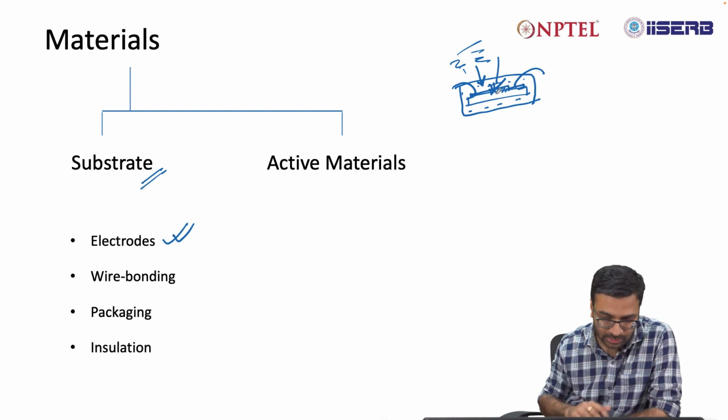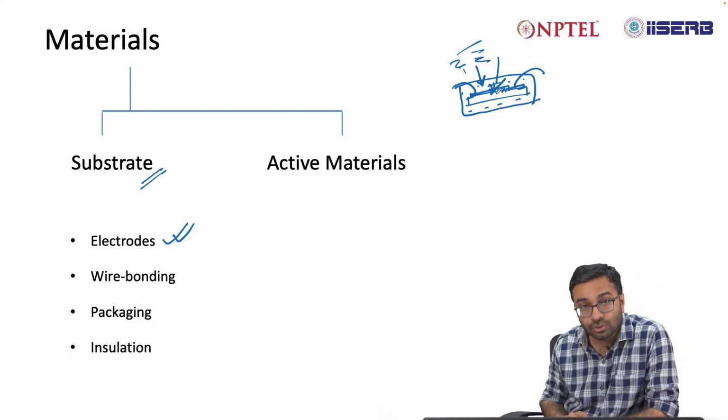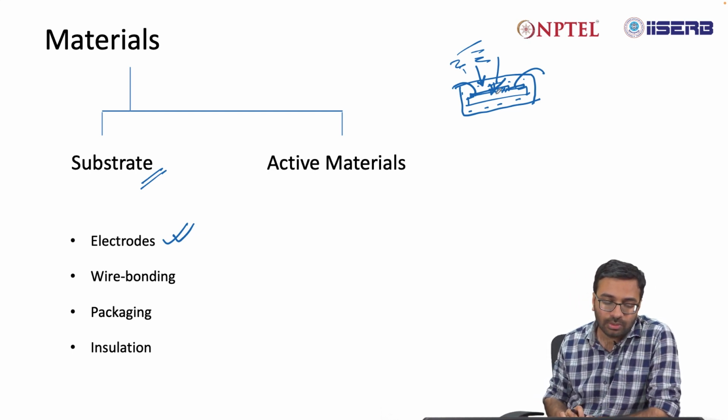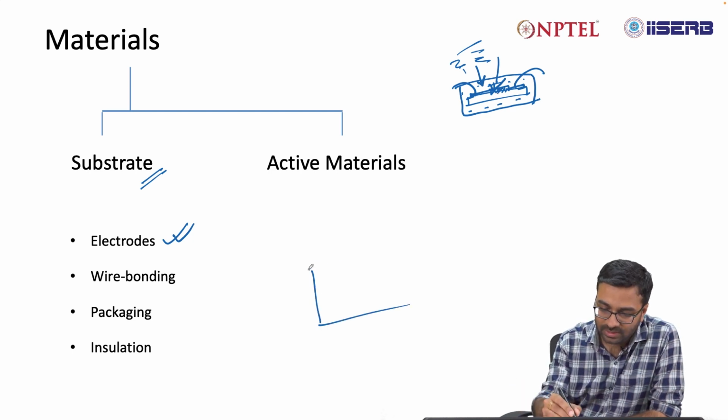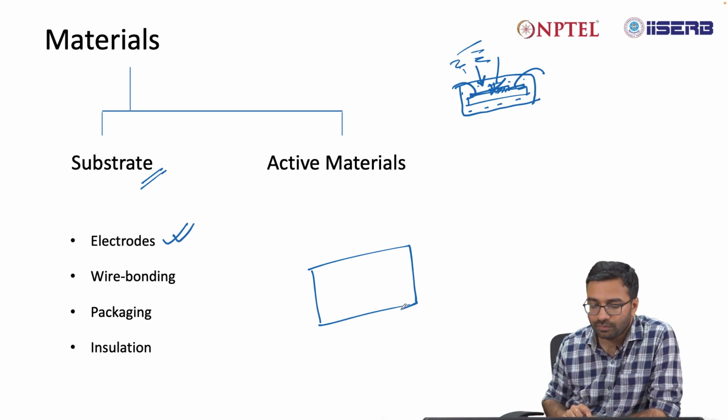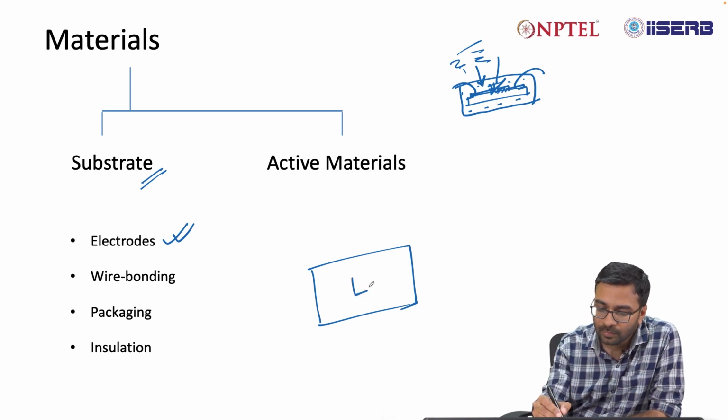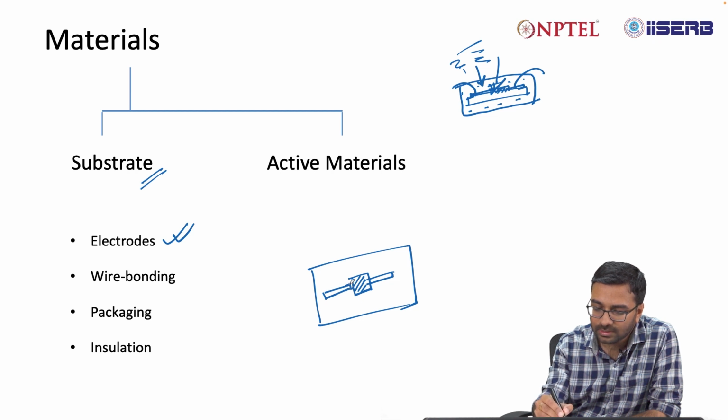Then insulation. Sometimes we also need insulation. So what is insulation? For example, if you have a sensor, this is your sensor, a top view of a sensor. You have an active material here, and then you create an electrode. For example, say this is the electrode.